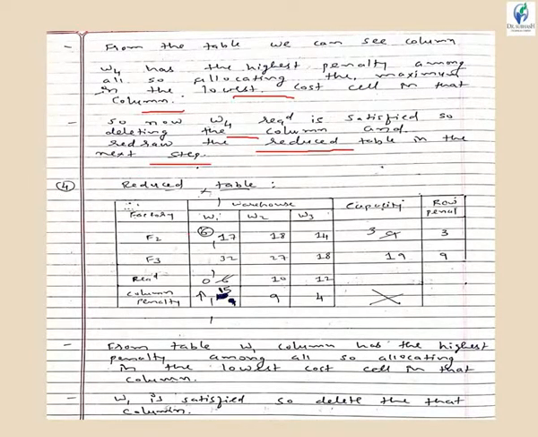So this is our next step in which W4 is omitted. There remain 3 warehouses, W1, W2 and W3. The requirements were 6, 10 and 12.